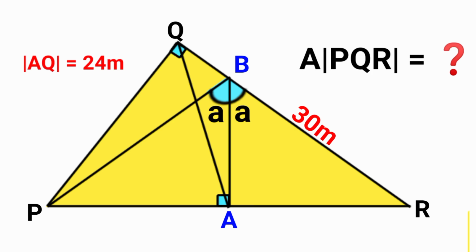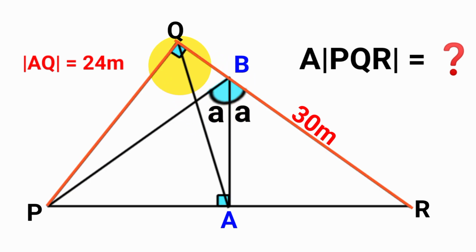Hello friends, in today's question we are asked to calculate the area of triangle PQR, that is this triangle here. We have the length of this segment BR to be 30 meters, and they said that line AQ equals 24 meters, that is the length of this side AQ is 24 meters. We have the size of this angle to be A, and similarly the size of this angle ABR is also A, that is they are congruent.